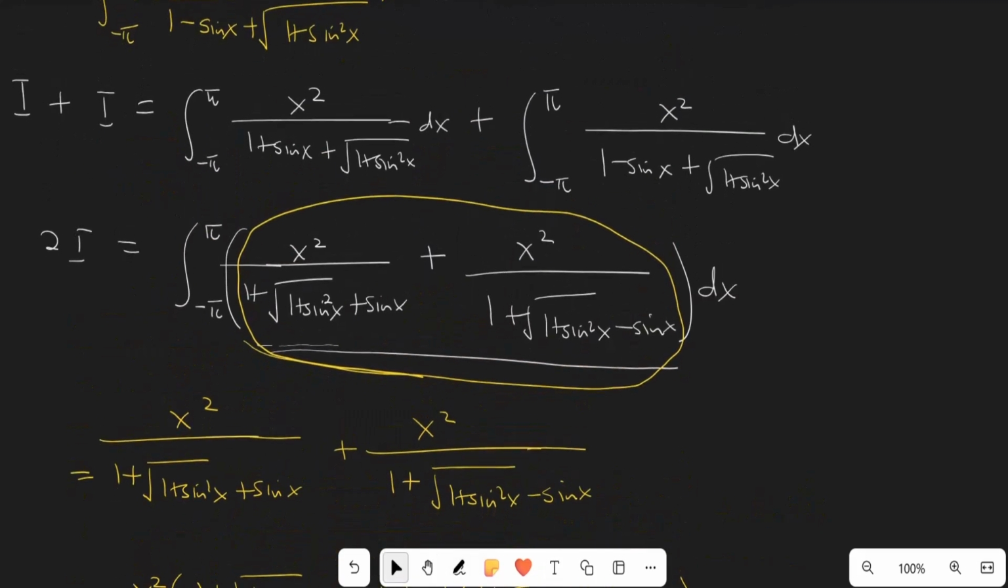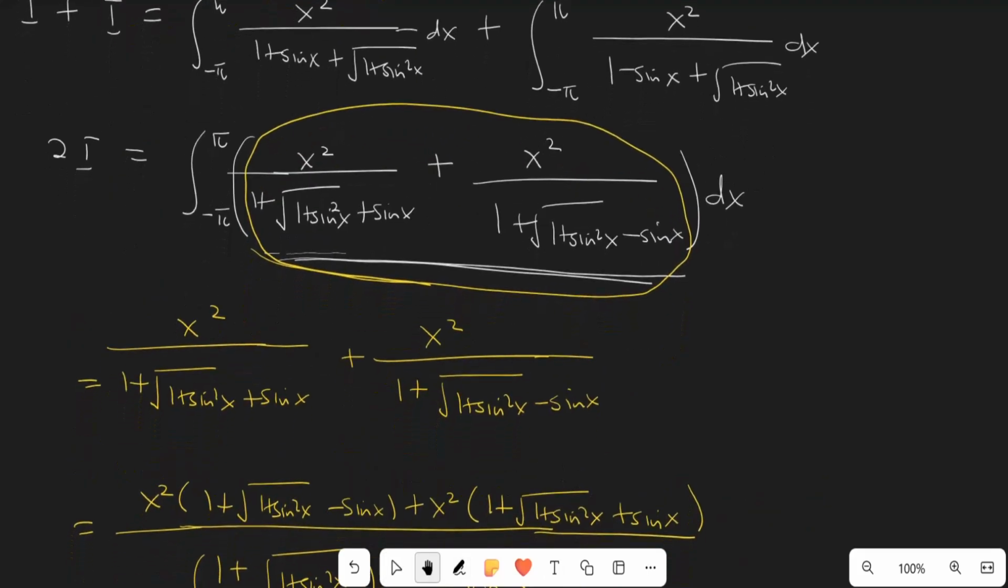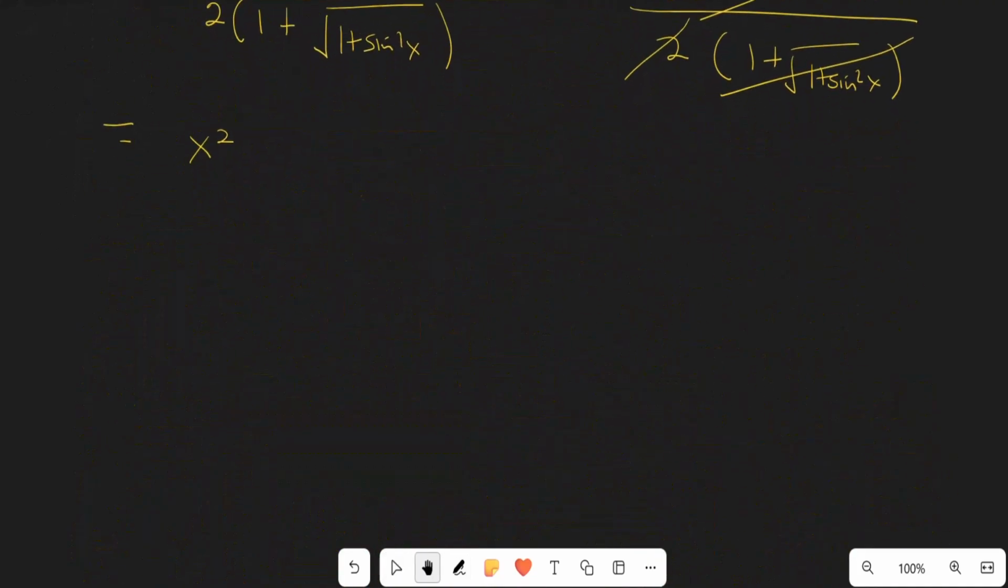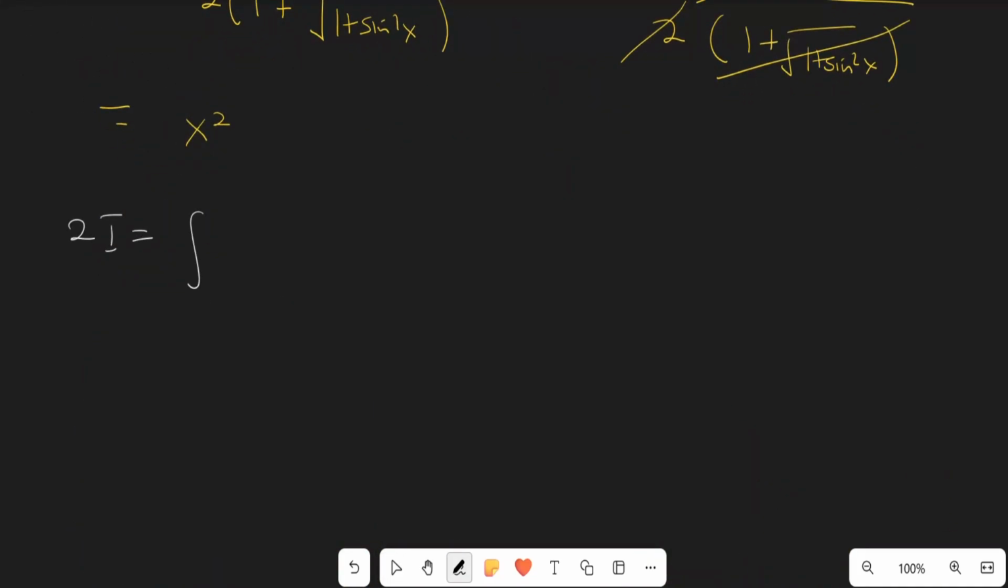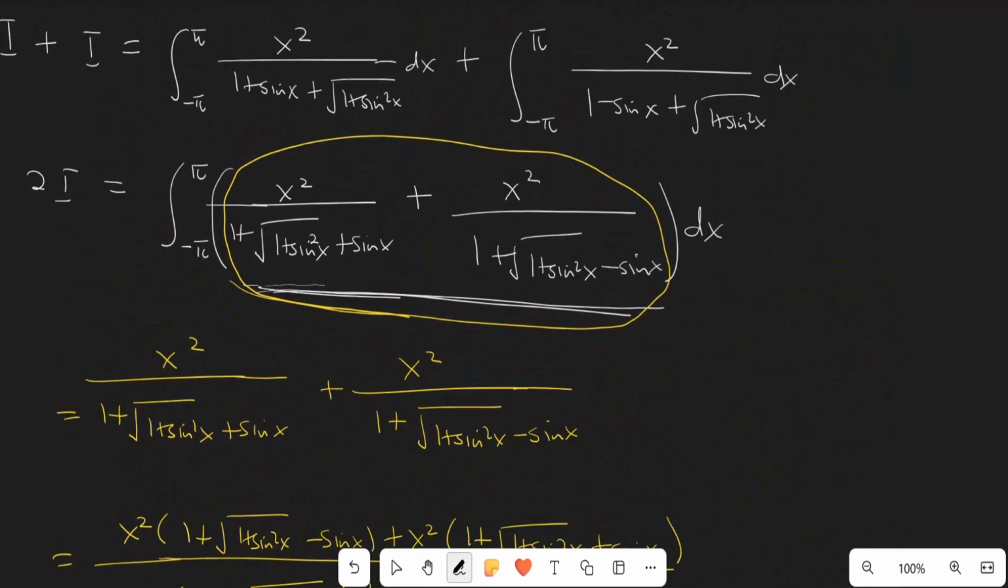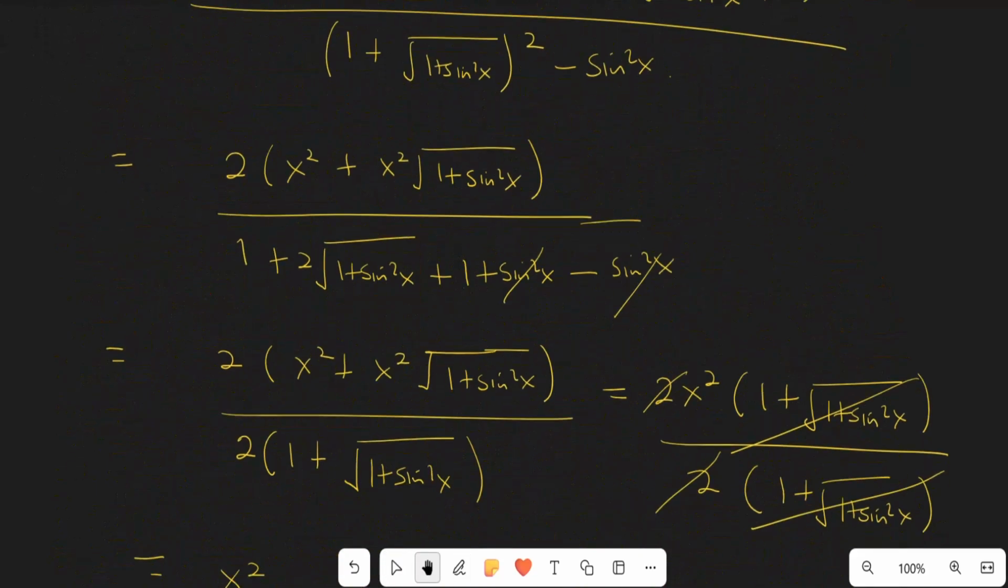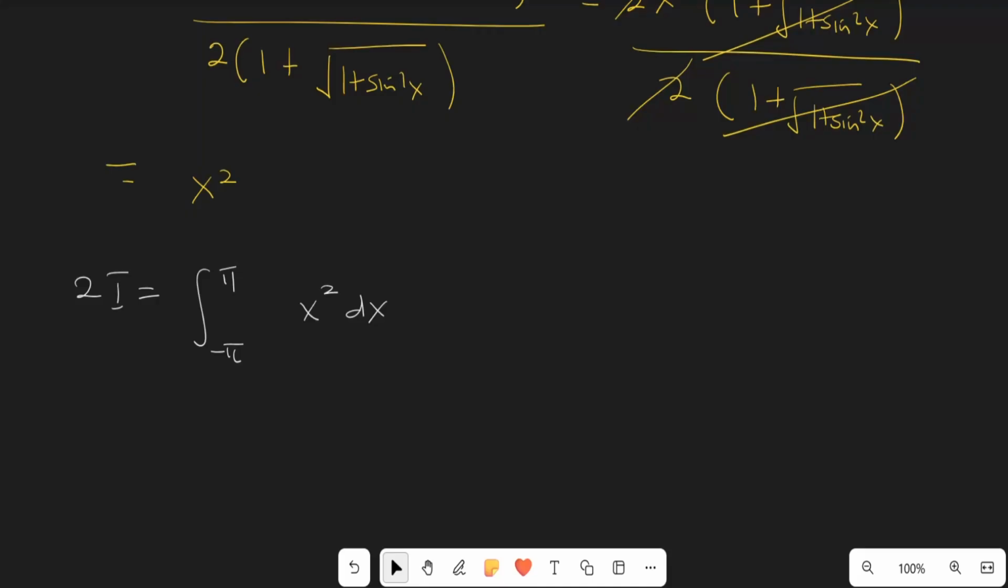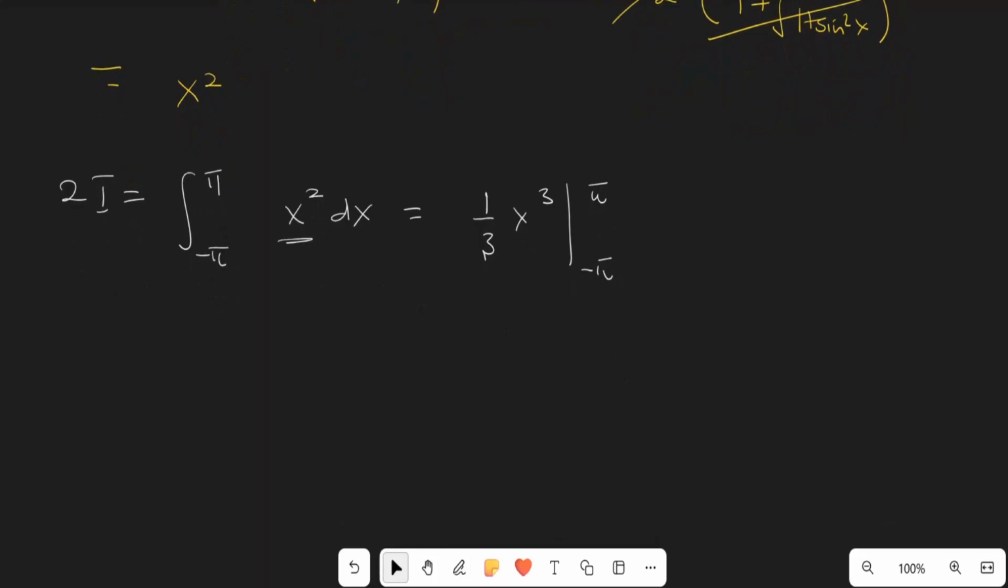So we can now finish off our integral. So our integral is 2I is equal to the integral from negative pi to pi of this thing, which has now been reduced to x squared. So 2I is equal to the integral from negative pi to positive pi of x squared dx. This one from here is now x squared, which we got. So this is now really trivial. So integrating is going to be 1/3 x to the third power, and integrating from negative pi to positive pi.